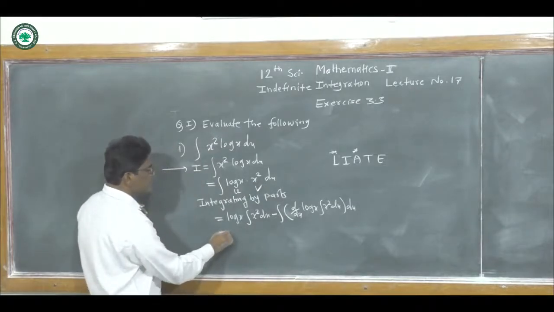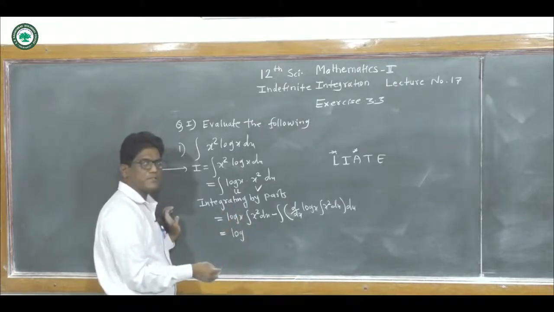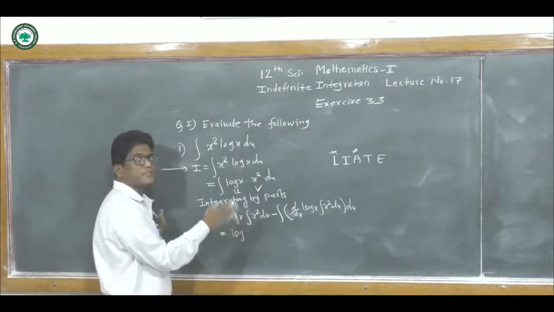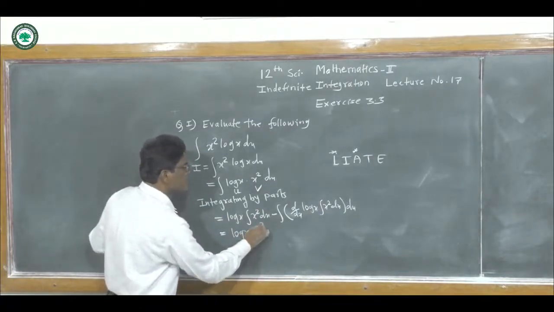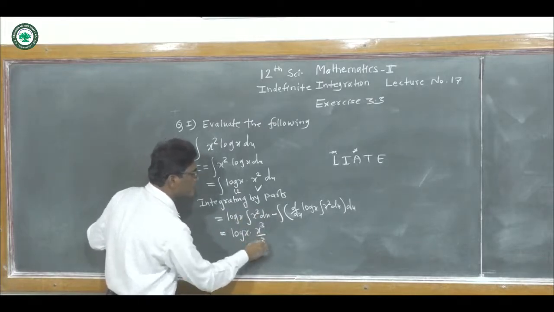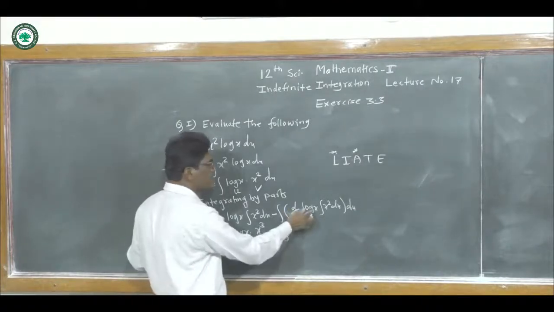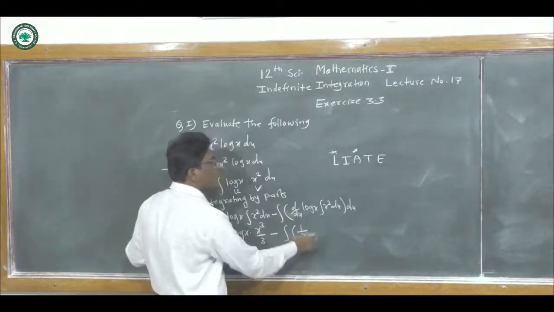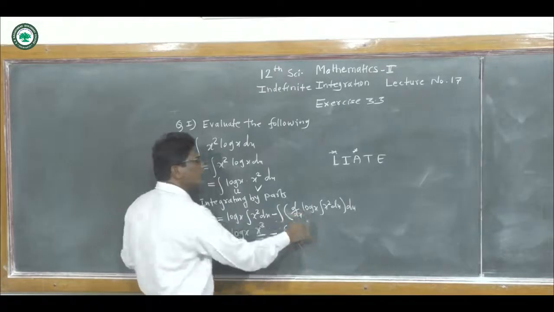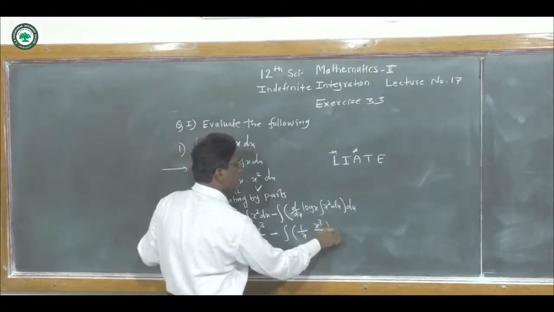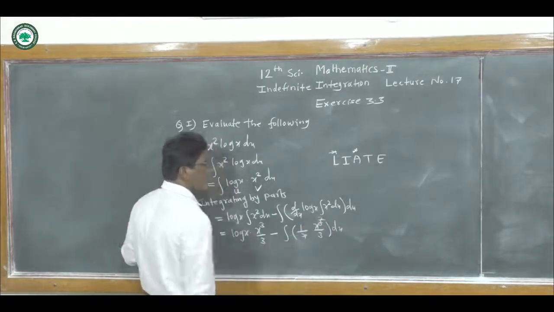Now it is equal to log x times integration of x square dx. We use the formula of power function: integration of x to the power n dx is equal to x to the power n plus 1 upon n plus 1. So here it is x to the power 2 plus 1, that is 3, upon 3, minus integration of d by dx of log x. Derivative of log x we know is 1 upon x, and integration of x square dx is x cube upon 3. So here also x cube upon 3 and dx. And now this x gets cancelled, so here it is x square.